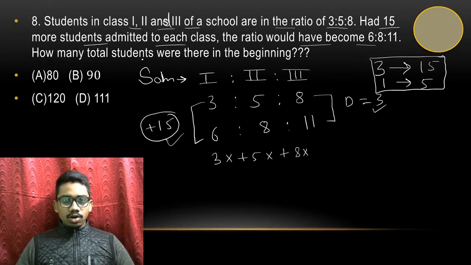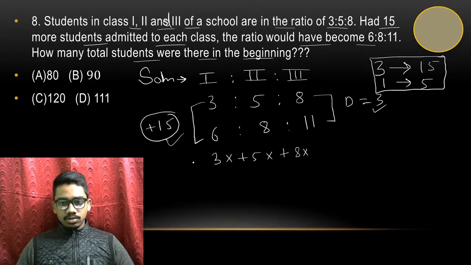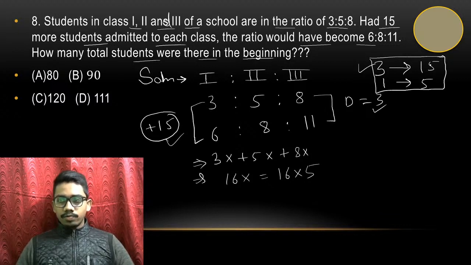So how many total students were there in the beginning? This is the ratio in the beginning. So what I can get: 8 plus 3 is 11, 11 plus 5 is 16x. So 16x equals 16 into 5. For the difference of 3, 15 students were added. For the difference of 1, 5 students will be added. So 16 into 5 I can do, then I will get 80.